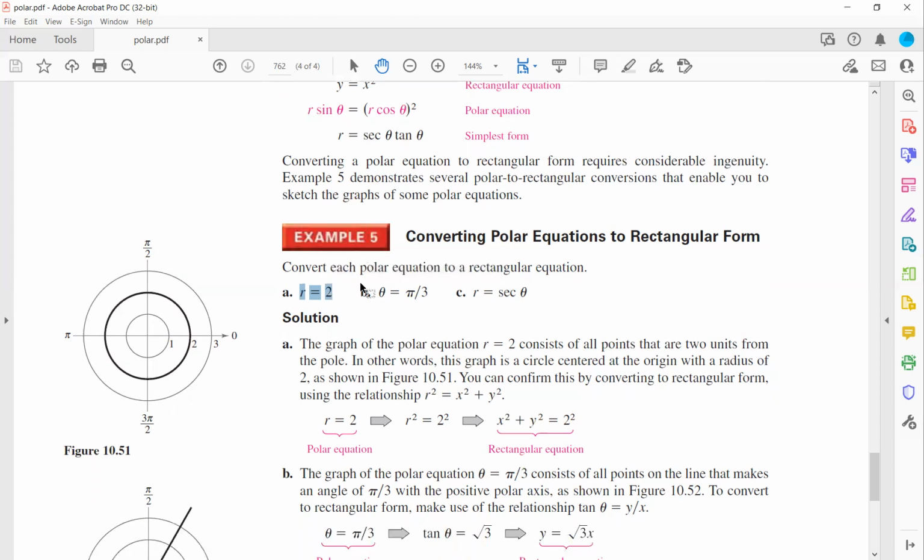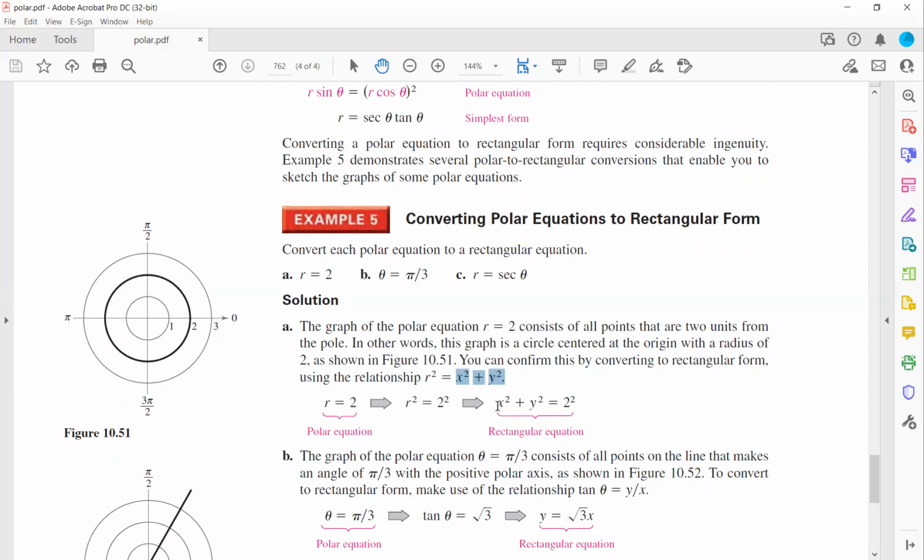Well, by definition, x squared plus y squared is equal to r squared. We know that. At the same time, we know r is equal to 2. So r is equal to 2, r squared is 4. So what do we have? We have x squared plus y squared equals 4. So this is an equation in x and y. We already know this equation. This is the equation of a circle centered at the origin with radius 2. So r equals 2 in the polar world represents a circle with radius 2 in the xy plane.